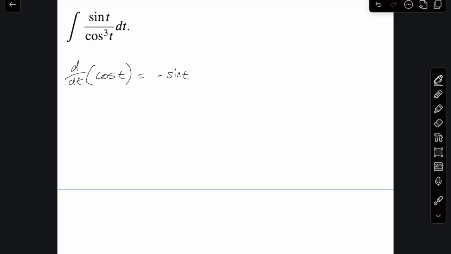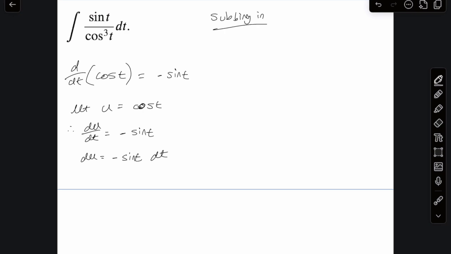So I'm going to say, let u equal cos t. Therefore, du by dt is equal to negative sine t, which means that du is equal to negative sine t dt. Okay. Brilliant. Now we can sub this in.